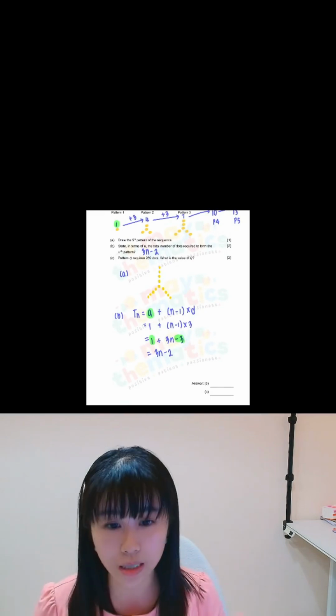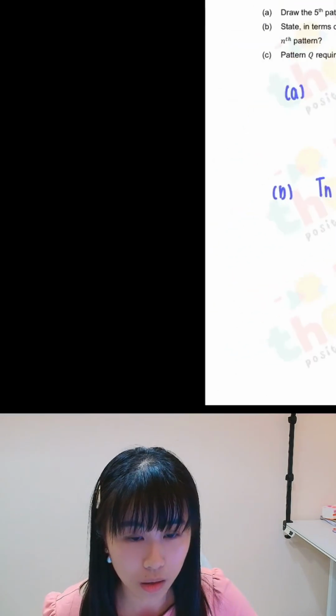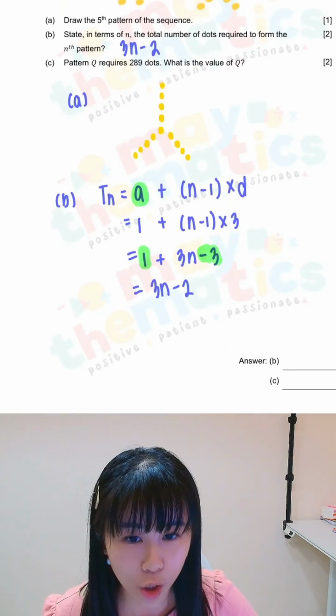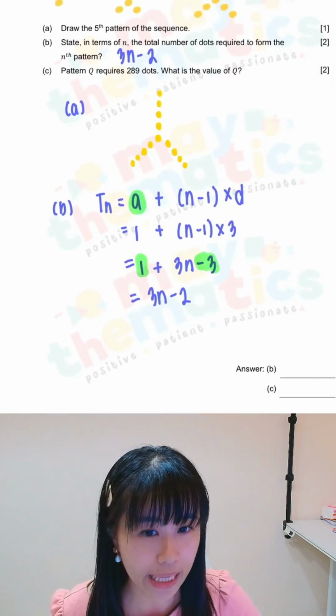Now let's look at part C. So part C, what do they want? Part C states that pattern Q requires 289 dots.